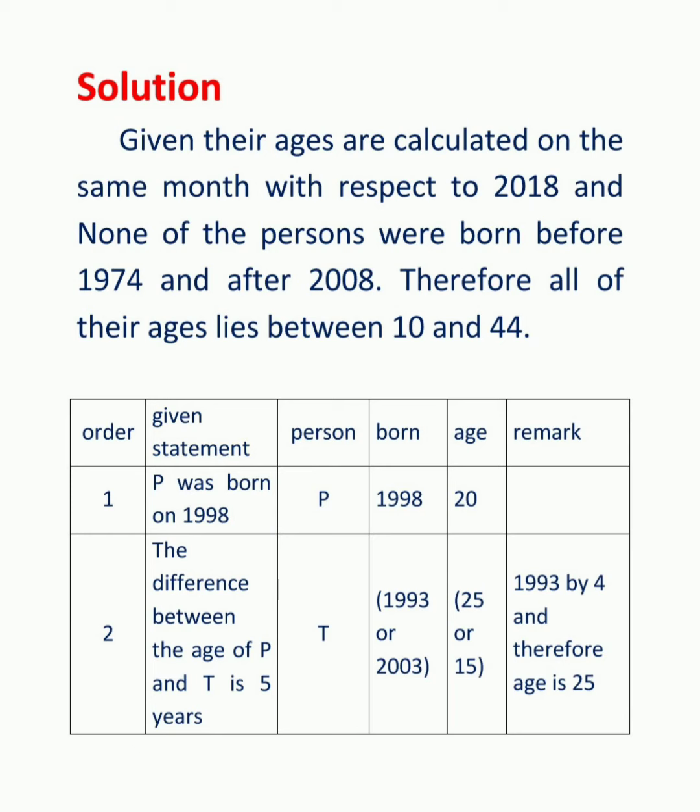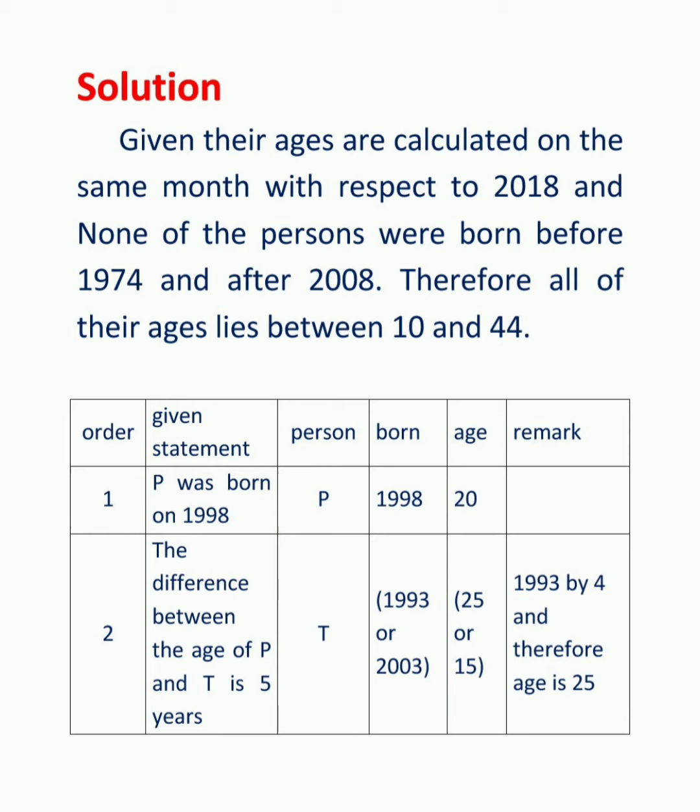Given that their ages are calculated in the same month with respect to 2018, and none of the persons were born before 1974 and after 2008, all of their ages lie between 10 and 44. Here I make a table to represent the given conditions. First condition, P was born in 1998. Therefore, the age of P is 20.